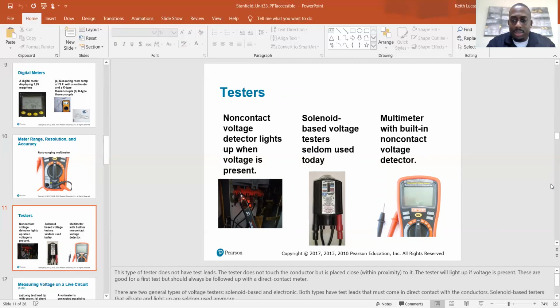They are good for a first test, but should always be followed up with a direct contact meter. So they're good to let you know if there's voltage present, but they're not measuring the voltage. So you won't know exactly what it is. I want to plug something up really quick and show you. I'm gonna plug my charger in real quick.